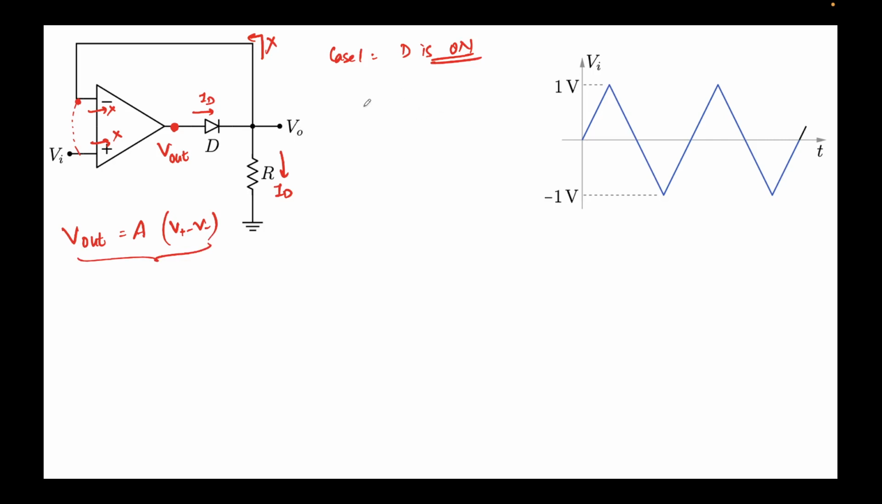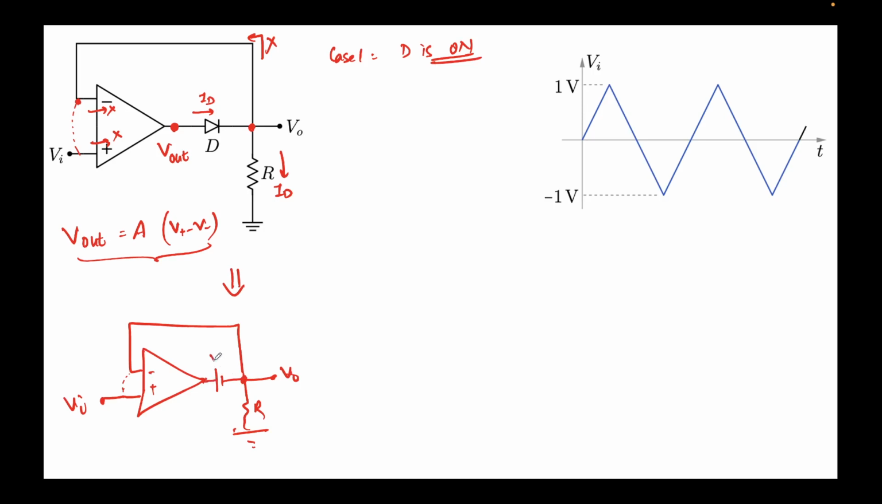So if this is the condition, first I'll redraw this circuit, as this minus plus. This will behave just like a battery because the diode is on. This is R, this is V naught, and this is nothing but VI. And this is a virtual short. Remember that.